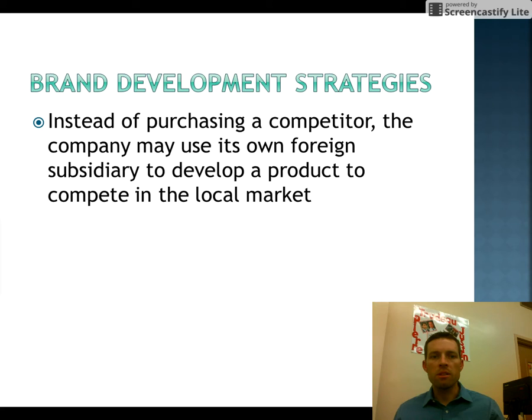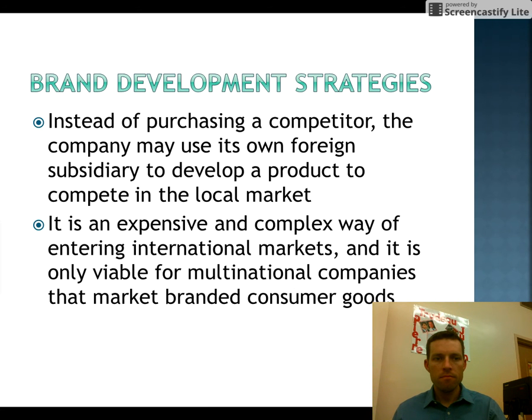Now some brand development strategies. So instead of purchasing a competitor, the company may use its own foreign subsidiary to develop a product to compete in the local market. It's an expensive and complex way of entering international markets, and it's only viable for multinational companies that market branded consumer goods.